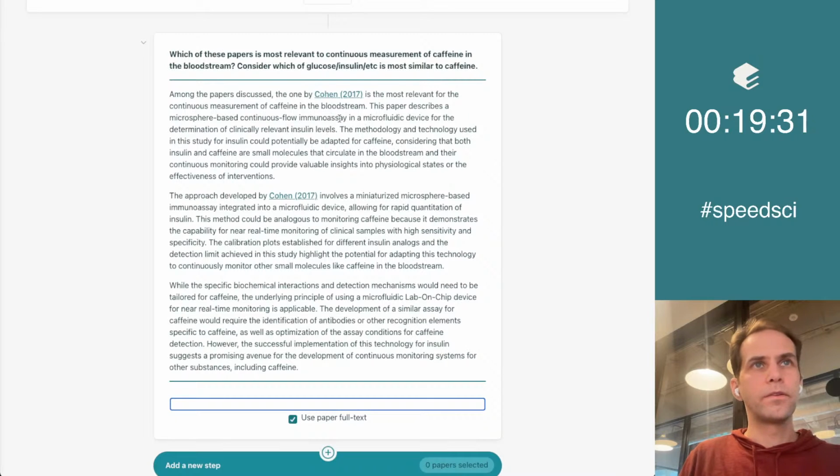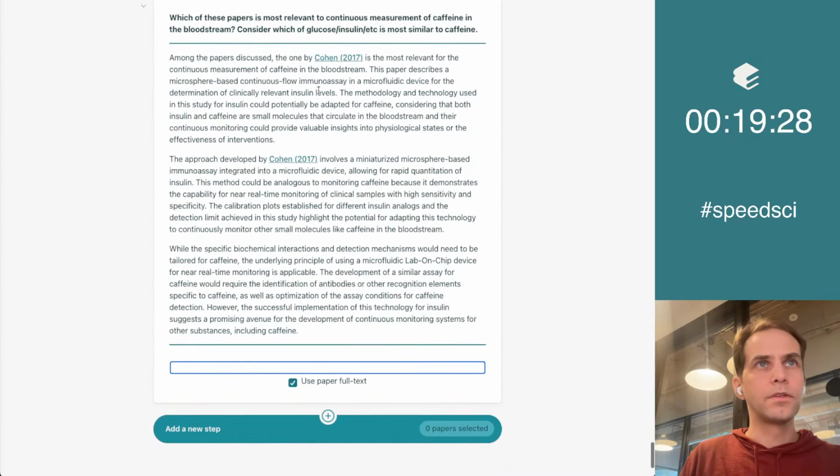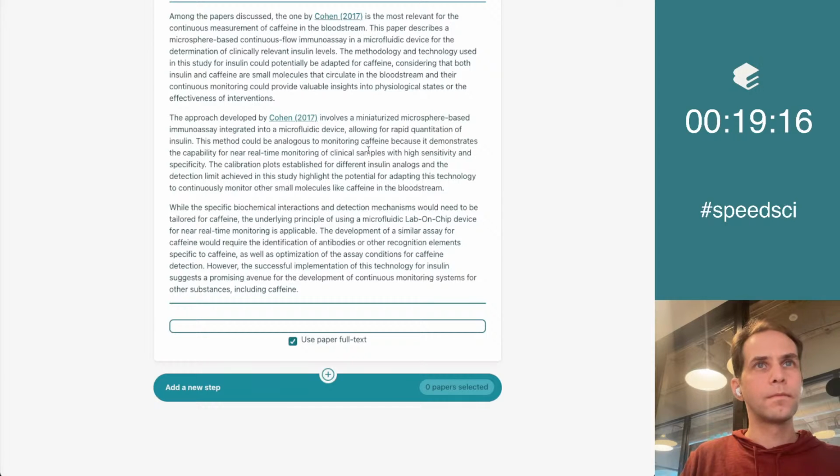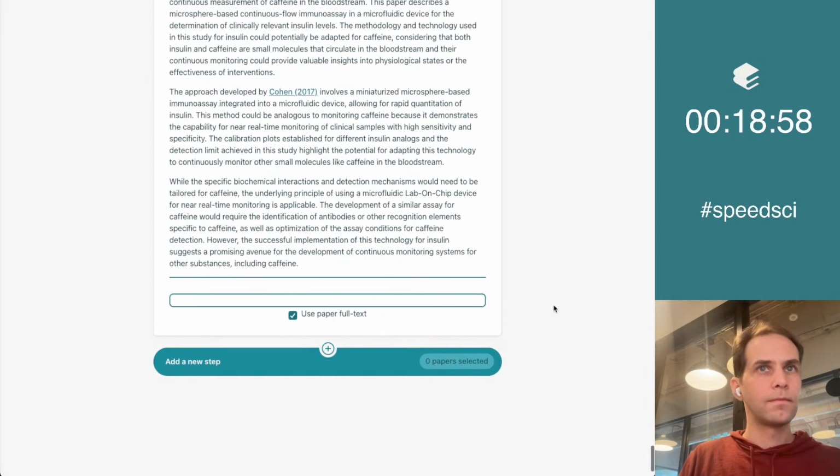Paper describes a microsphere-based continuous flow immunoassay. Could potentially be adapted for caffeine. Both are small molecules that circulate in the bloodstream. High sensitivity and specificity. Microfluidic lab-on-chip device. Okay. Would require the identification of antibodies or other recognition elements specific to caffeine.